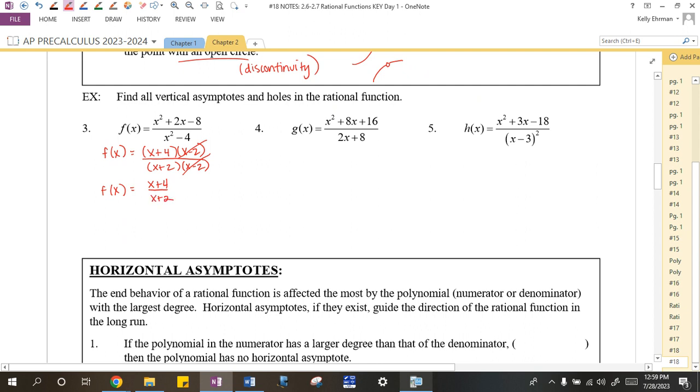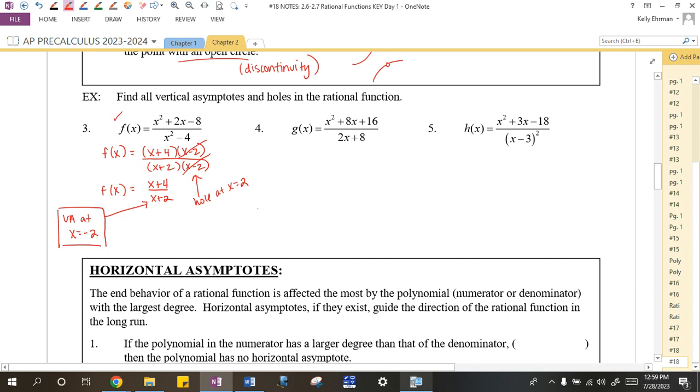But if you were to go to graph this thing, the original function was not the simplified version. So the graph is going to look like x plus 4 over x plus 2, except it's going to have a hole at x equals 2. And there is a vertical asymptote at x equals negative 2. Okay, find all vertical asymptotes. Done. There's one at x equals negative 2. At x equals 2, there's a hole.